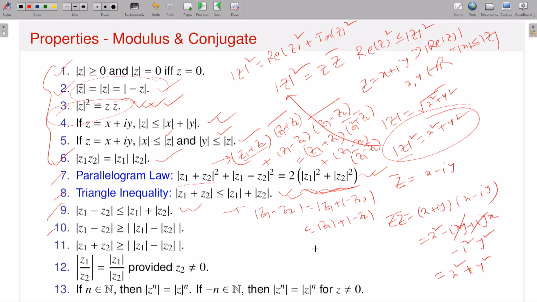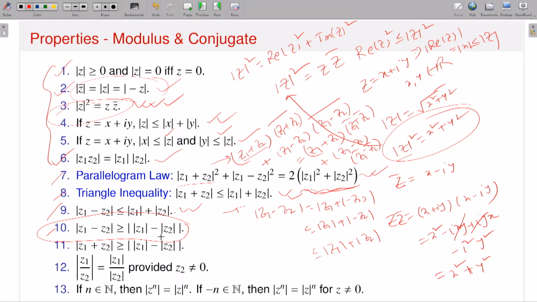All mod are same. So therefore, this is less than or equal to mod z1 plus mod z2, and this is the same. Okay. So this is one, maybe as I said, it will be useful to have these kinds of inequalities. It says if I have two complex numbers z1, z2, then the absolute value of z1 minus z2 is greater than or equal to modulus of z1 minus modulus of z2.